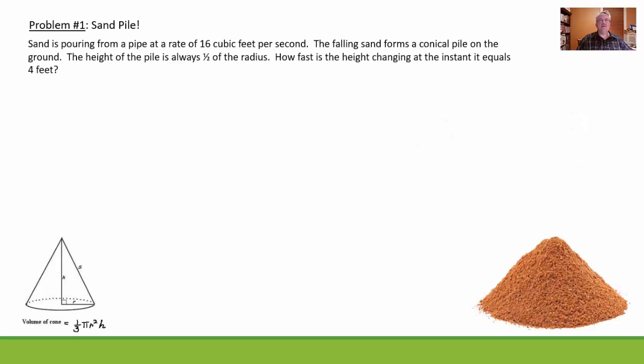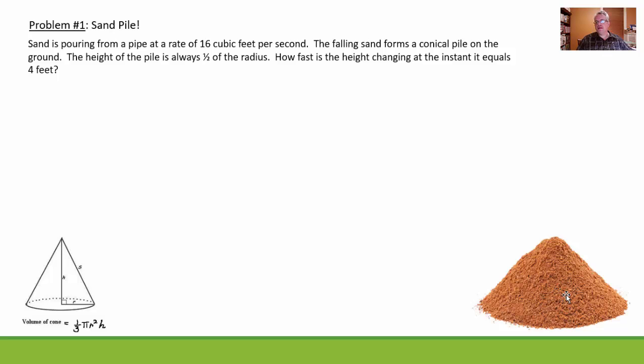Here's our first problem. Sand is pouring from a pipe at a rate of 16 cubic feet per second. The falling sand forms a conical pile on the ground. The height of the pile is always 1/2 of the radius. How fast is the height changing at the instant when it equals 4 feet? So when the pile is 4 feet high, how fast is the height changing?